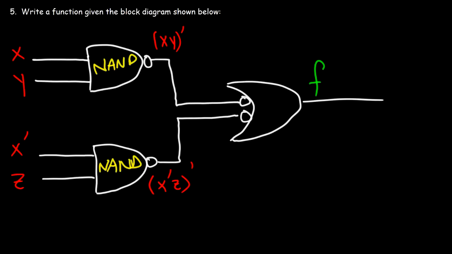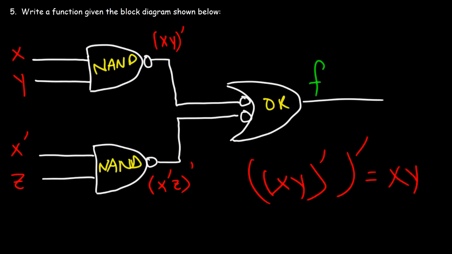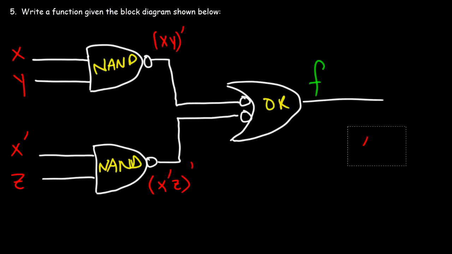Now, as the signal approaches the alternative symbol of a NAND gate, which uses the OR gate symbol, as the signal reaches the inputs, it's going to change. It's going to be the opposite of what it was. So if we take the complement of this expression, the complement of a complement basically gives us the original expression. So basically we could remove that complement symbol.